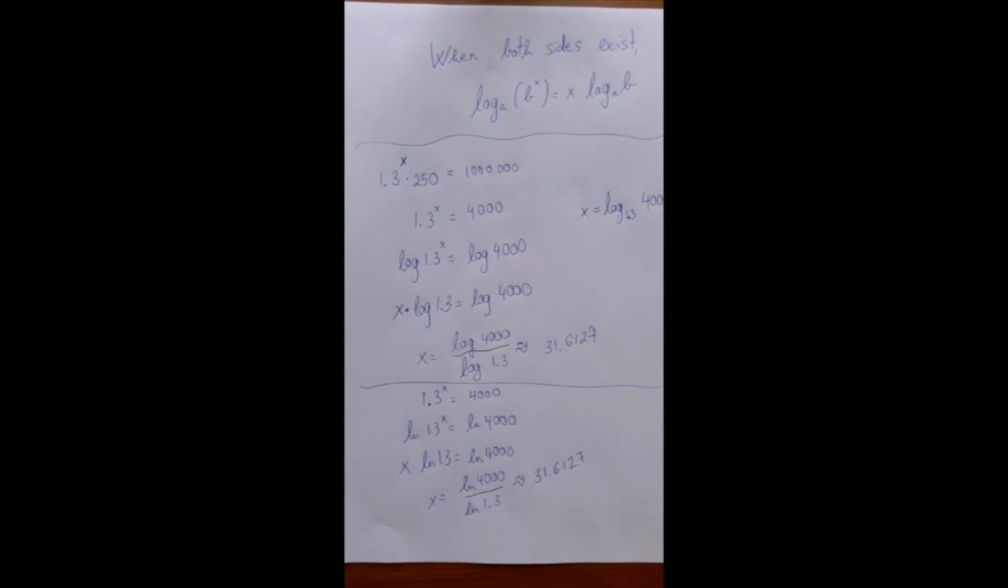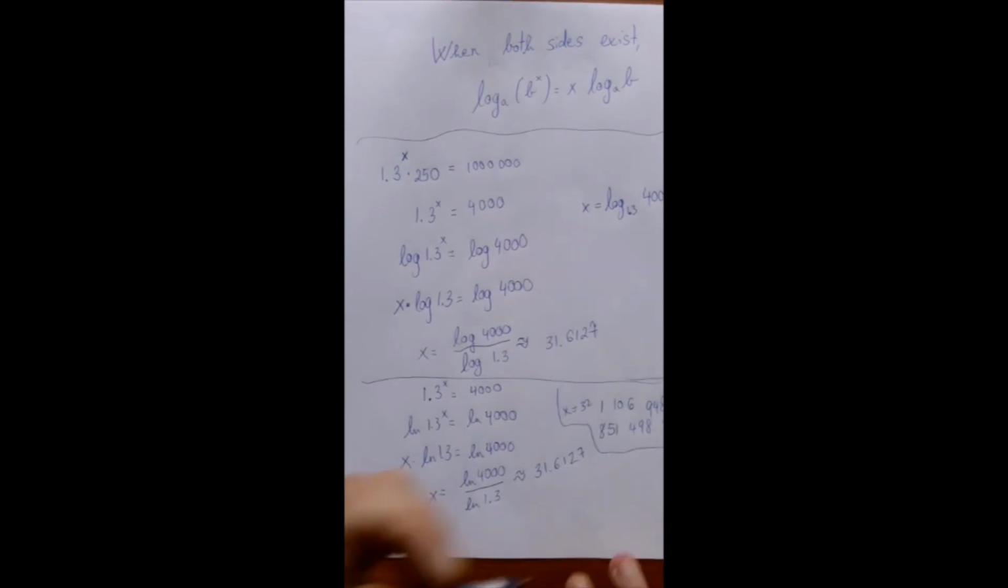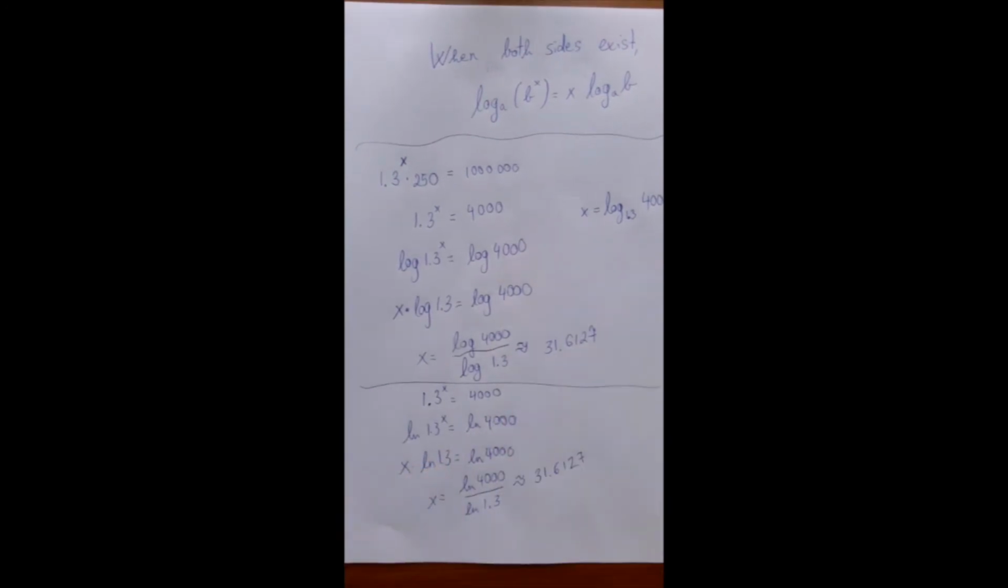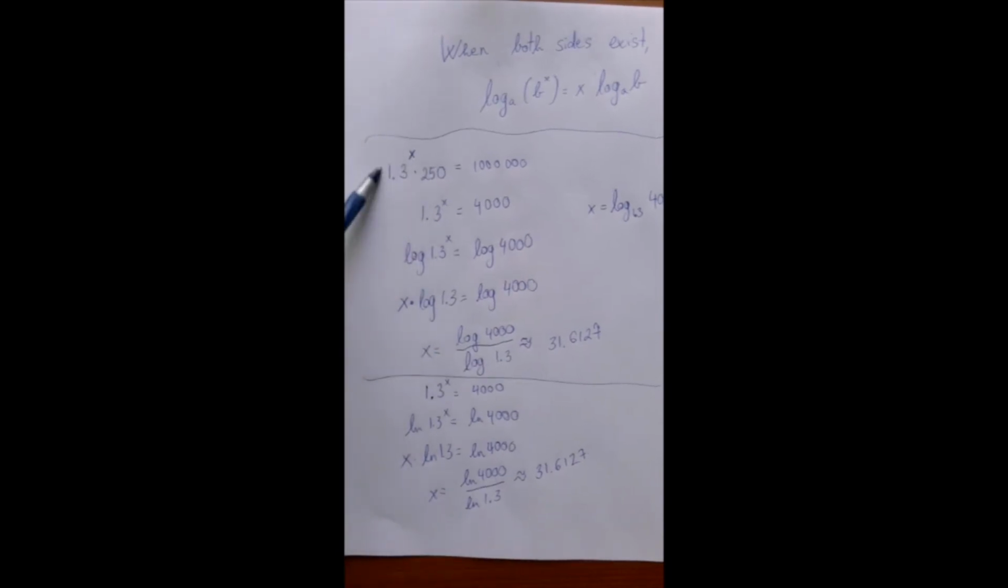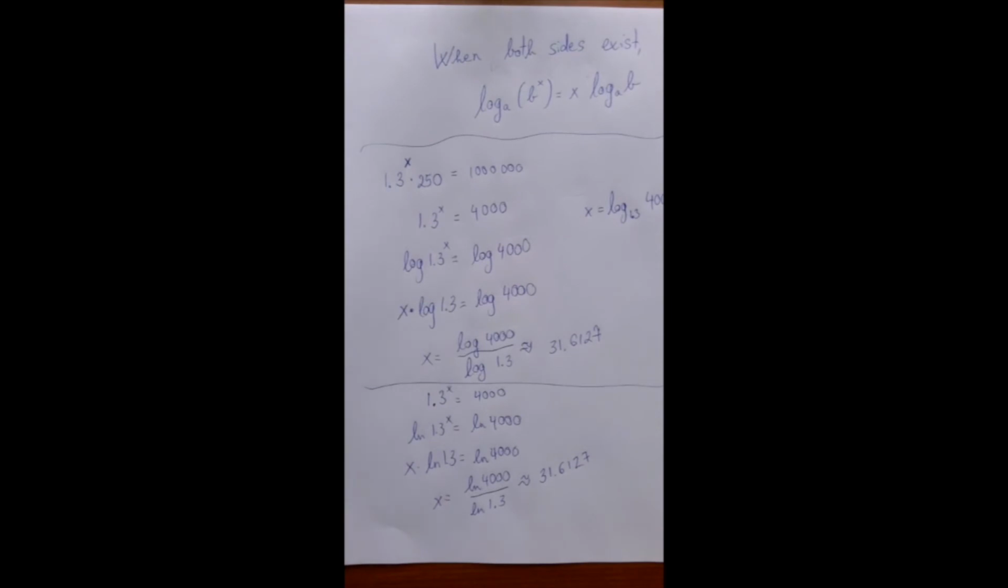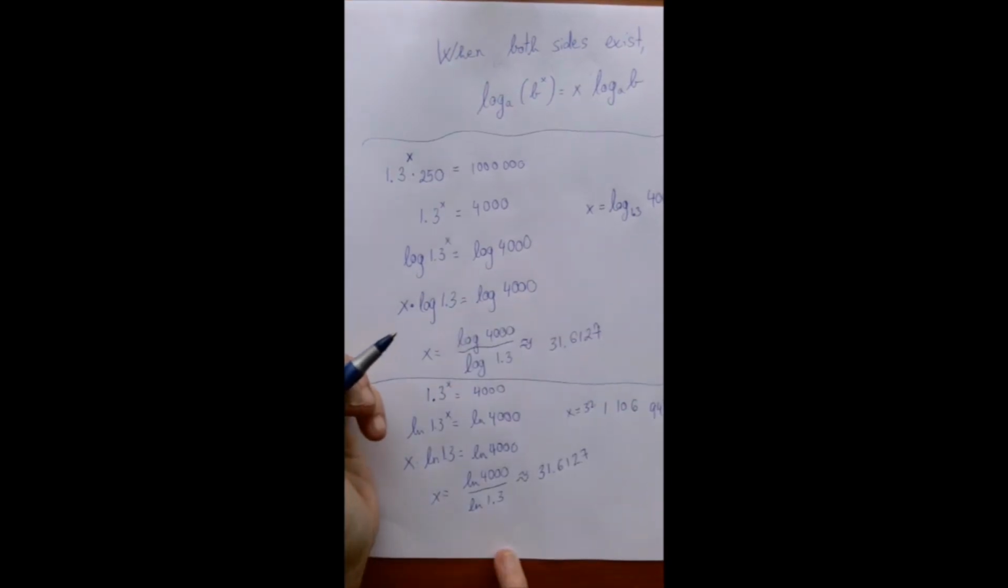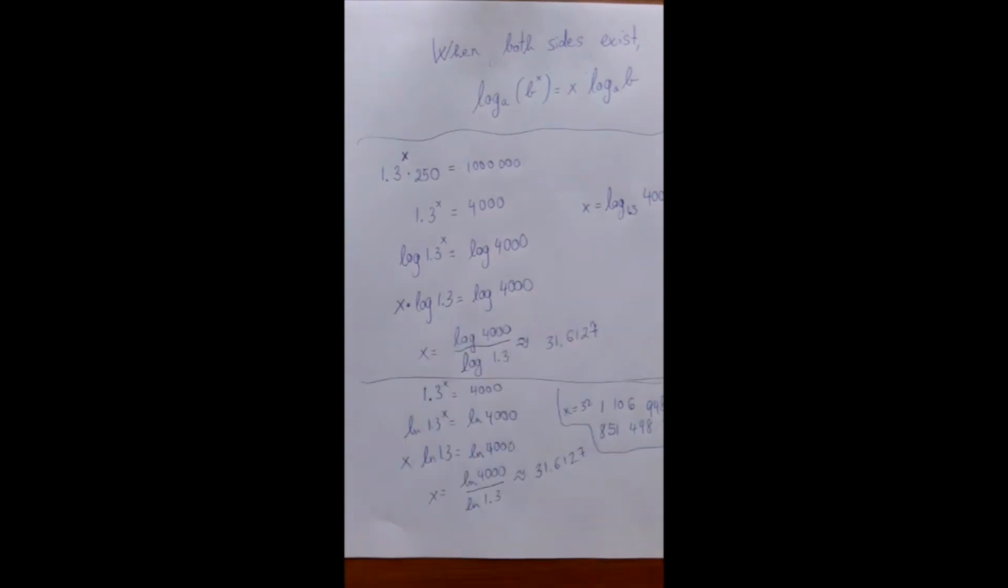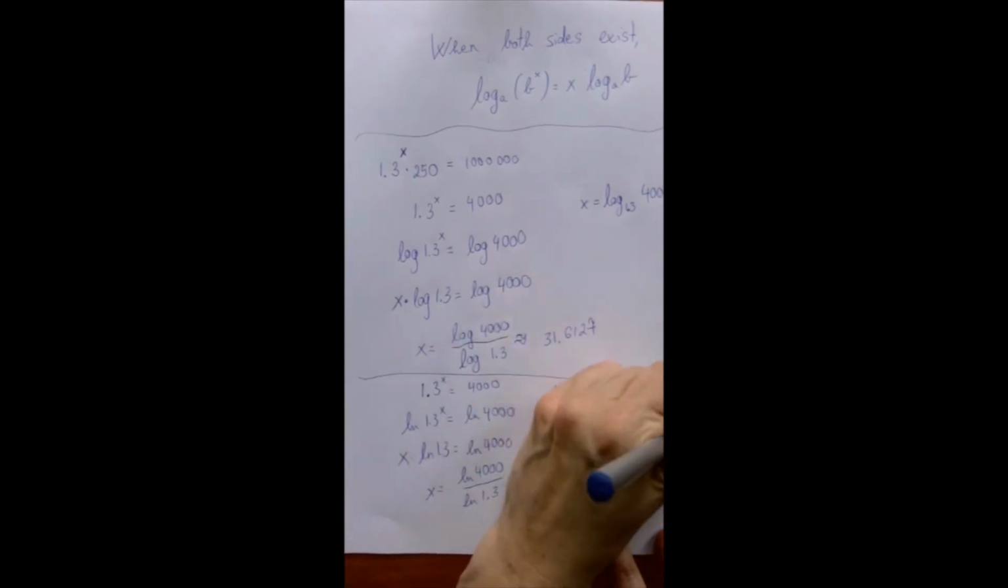By the way, before we move on, how could we check our answer? In practical terms, we could see what happens if we compute this expression using 31 and 32. One should be too small, the other one should be too large. So let's check that out. 250 times 1.3 to the, let's go for the too big, 32. That's too big. And when x is 31, then it's below. So it very much looks like our answer is correct.